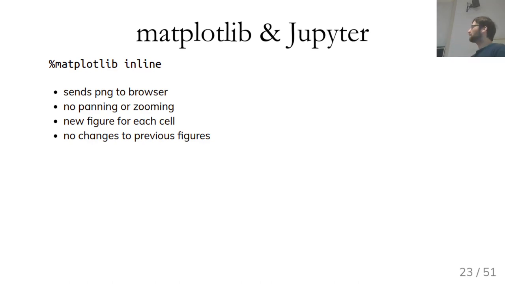So if you want to plot in Jupyter Lab or Jupyter Notebook, you used to have to declare that you want to do matplotlib inline, but I think now they do this by default. What this does is basically it renders a PNG, so you just render an image and you send that image to the browser. That's very robust and it just kind of works, but it means you don't have panning or zooming, and it also means every time you do a call, you get a new figure, and you can't change a figure that you created earlier because it was just a PNG sent to the browser. So that's nice and easy, but pretty static.